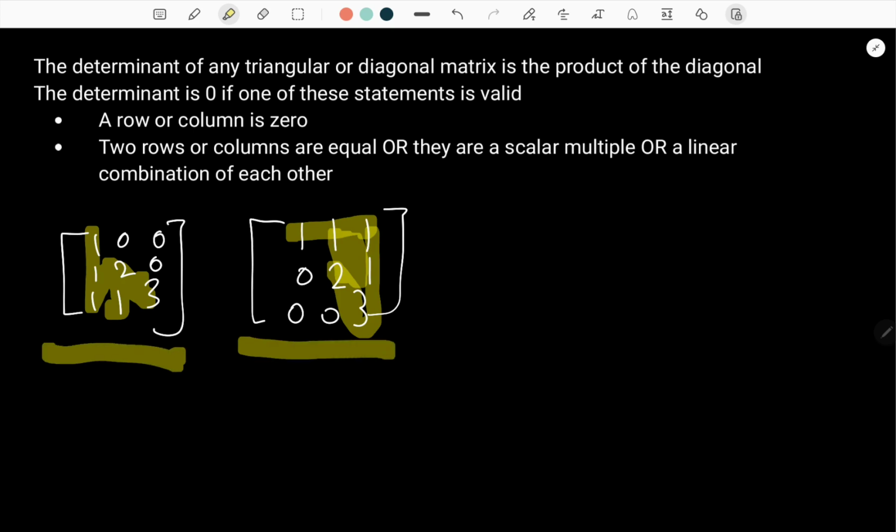And the other condition is that the determinant is 0 if one of these statements is valid: if a row or column is 0, like the elements of a row or column are all 0, or if any two rows or columns are equal, or they are scalar multiples, which I'll show in the examples below, or they are a linear combination of others. So let's get to the examples to further understand this.